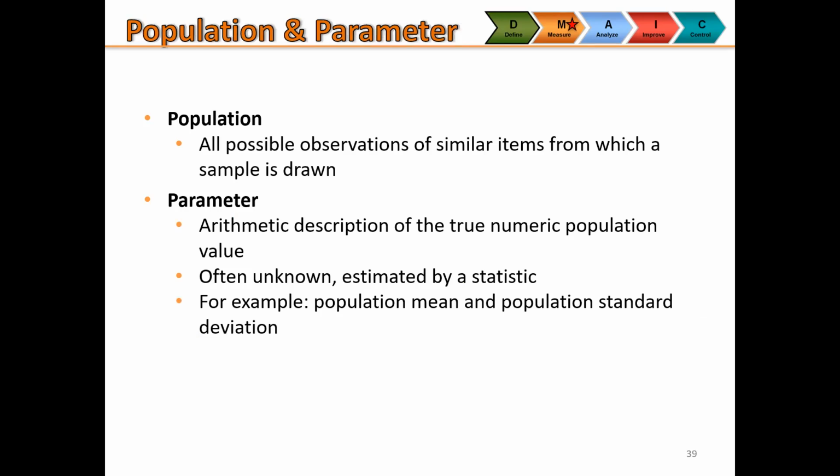Population and parameter. We're going to talk a lot about this. A population is all possible observations of similar items from which a sample is drawn. We're never going to be looking at populations.